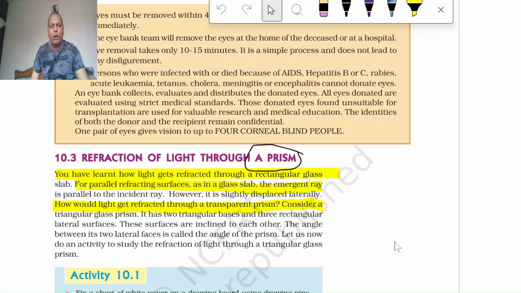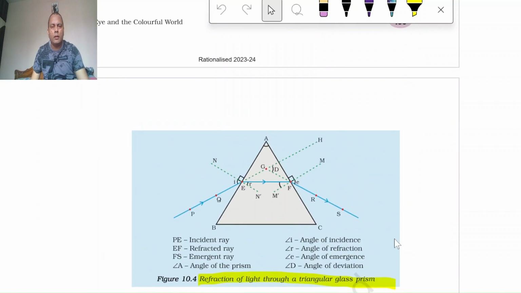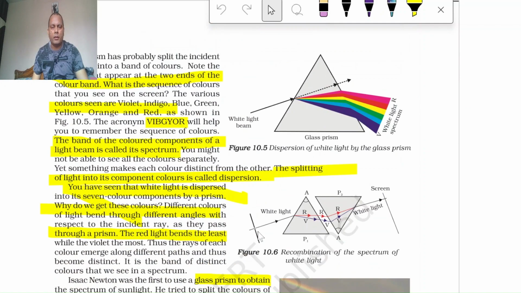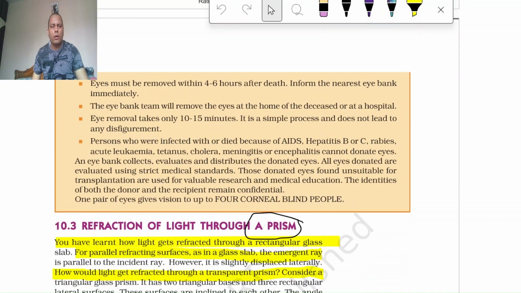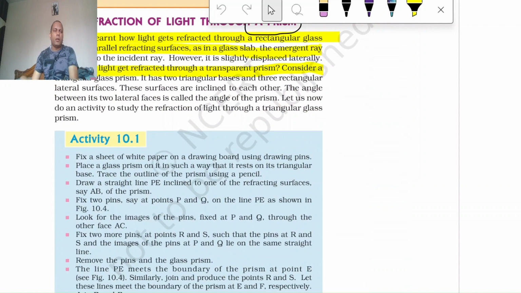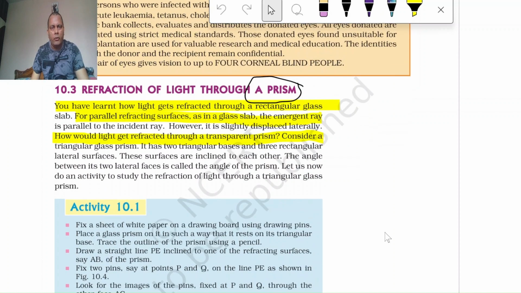So how does the prism look? This is the photograph of the prism. The prism will look like a diamond type structure, you can say. We'll discuss how the light passes through the prism and how it is converted into different colors of light.